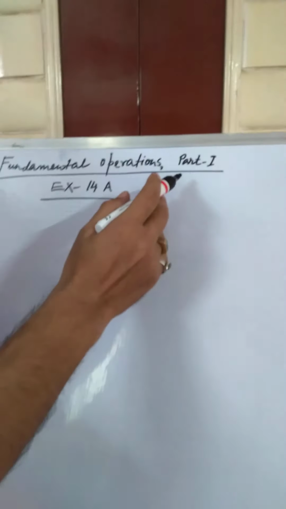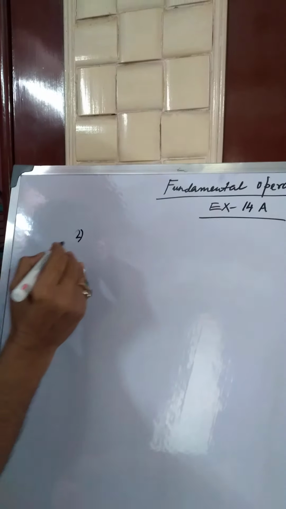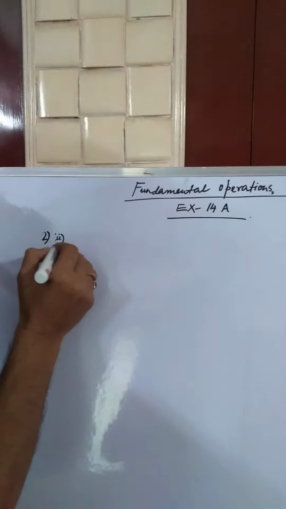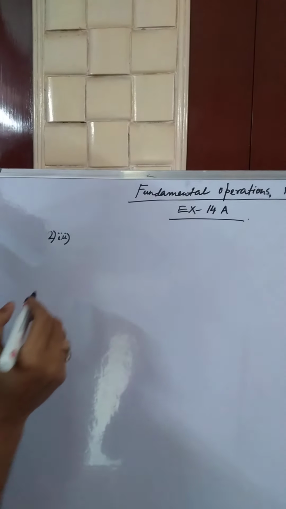Hello everybody. Today we are going to discuss Fundamental Operations Part 1, Exercise 14A. So come to the point, question number 2, Roman 3. The question is simplification.